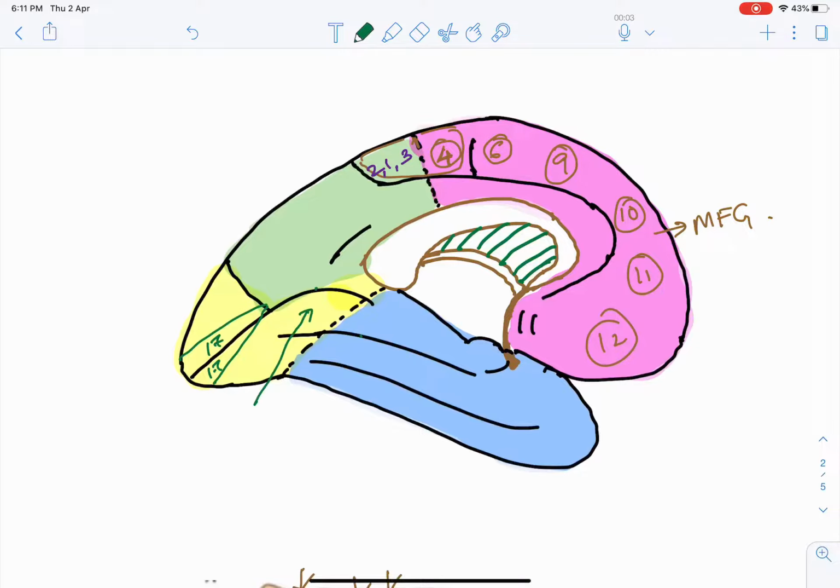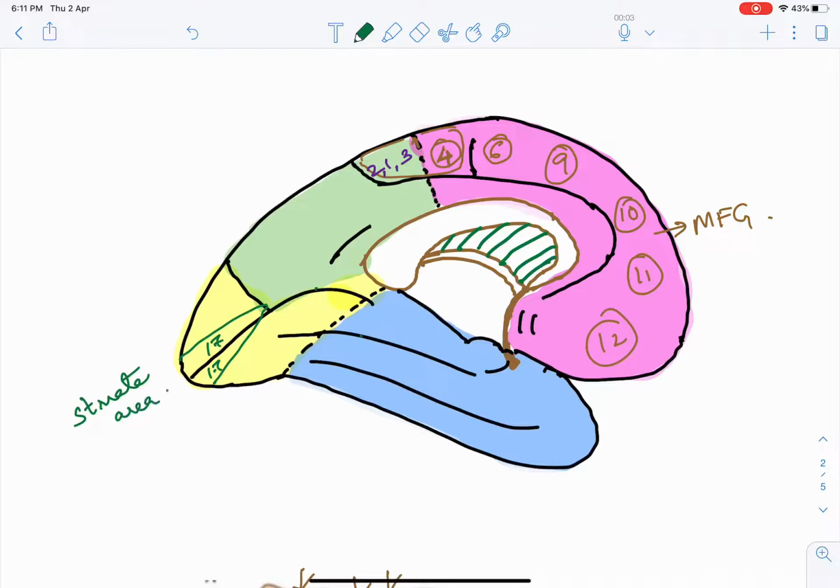So here you have area number 17. That is the primary visual area. It helps in the sense of vision. It receives the primary input from the lateral geniculate body via the optic radiation. The visual path we will be learning in detail later. So from the lateral geniculate body via the optic radiation, the impulse is going to area number 17, also called the striate area.